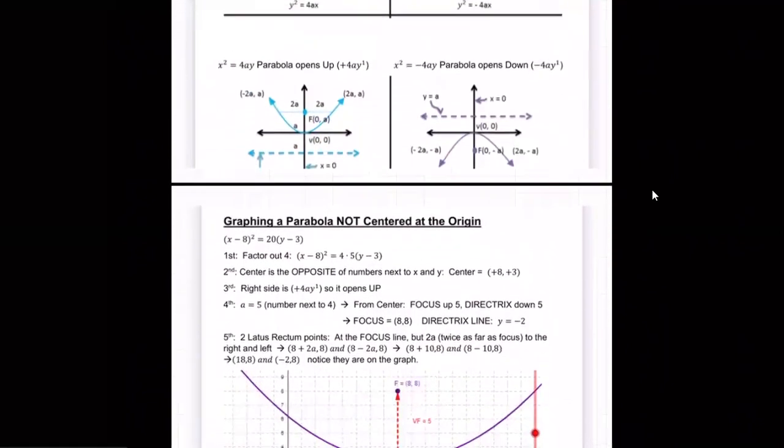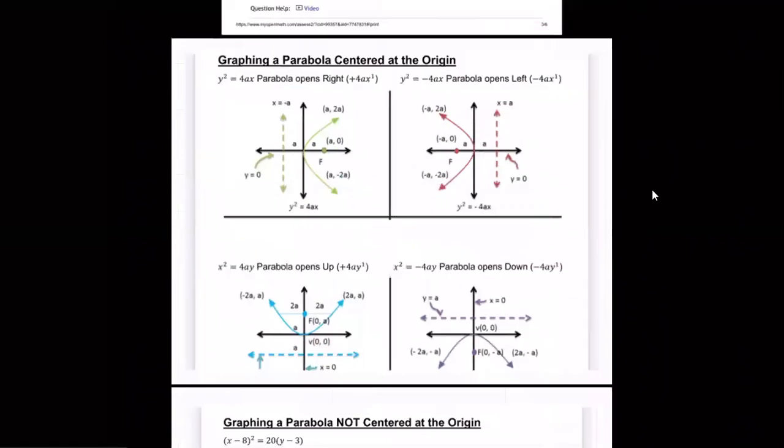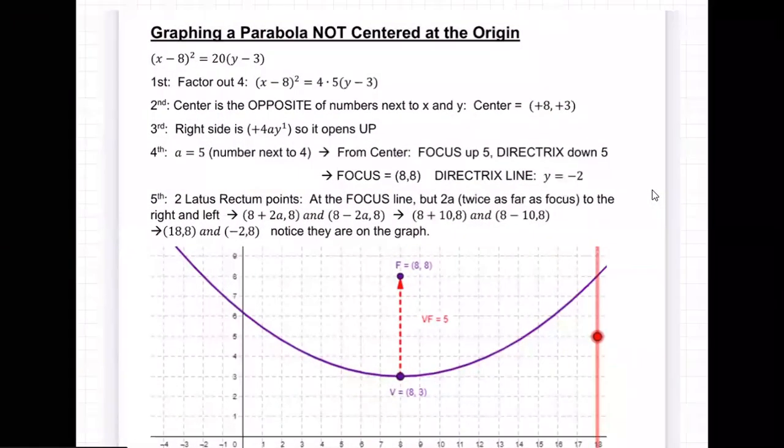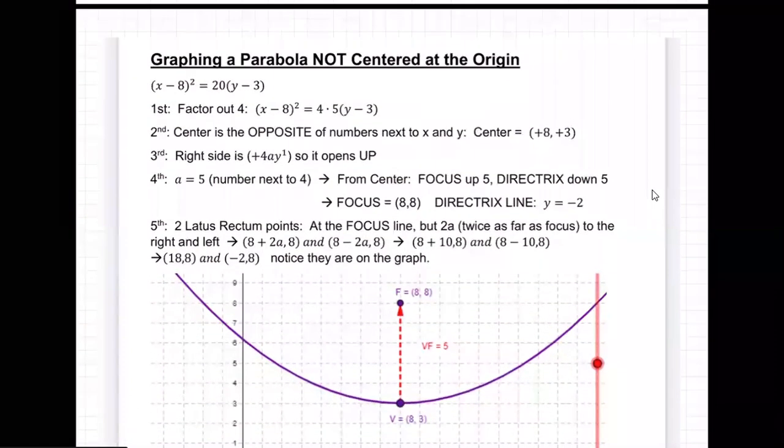All right. So to figure this out, first off, let me jump down. This is on the notes, the exam 5 notes. Graphing a parabola not centered at the origin. That's what we're doing, right? We now have a parabola not centered at the origin. How do we deal with that? Well, step 1, factor out the 4. Got to factor out the 4.